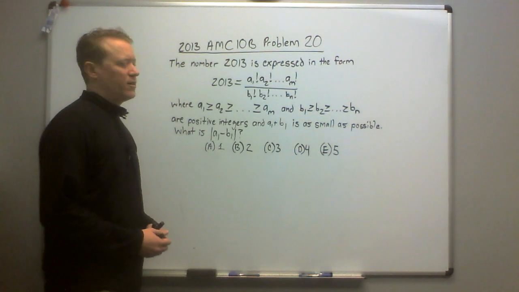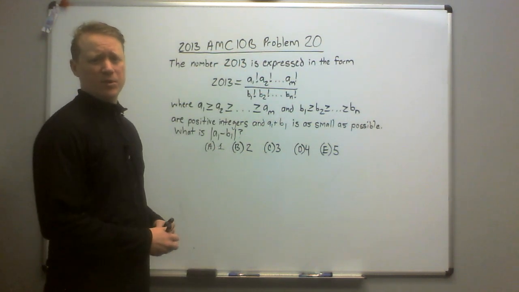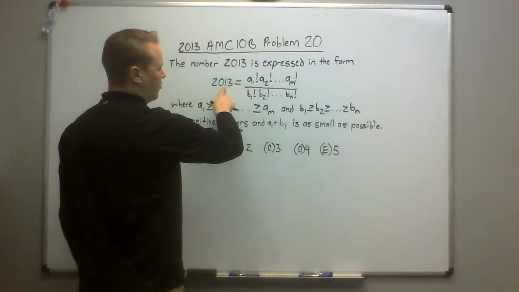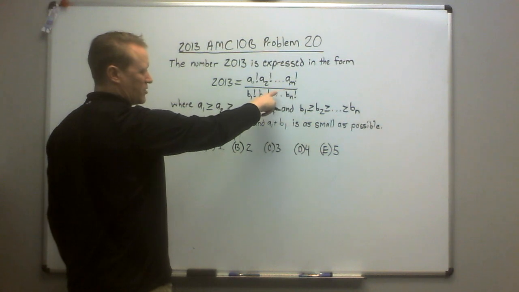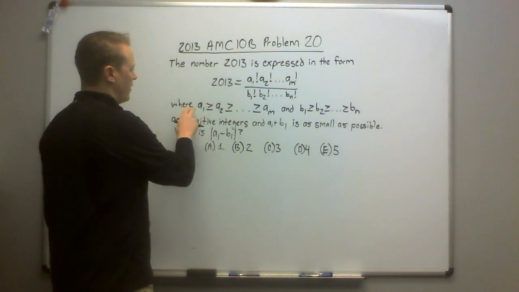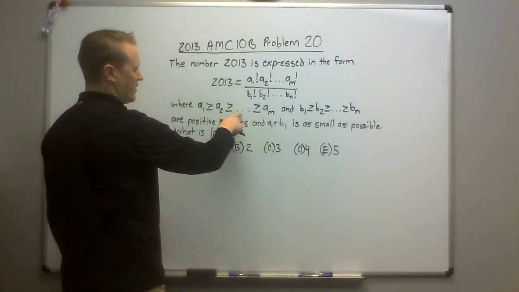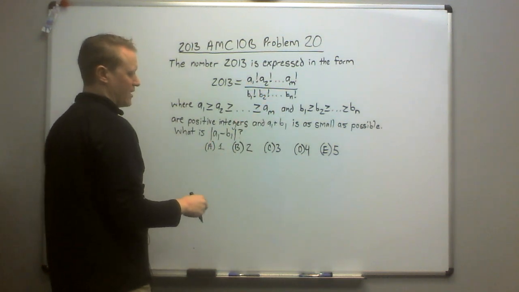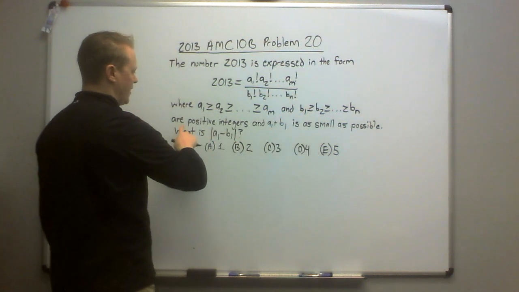Okay, in this video we are going to explain the 2013 AMC 10B, problem number 20. It says the number 2013 is expressed in the form 2013 equals a1 factorial, a2 factorial, and so on, over b1 factorial, b2 factorial, and so on, where a1 is greater than or equal to a2, so this number bigger than this one, or equal to it, and they're all in decreasing order, or non-increasing at least. And same with the bottom part as well, the denominator.